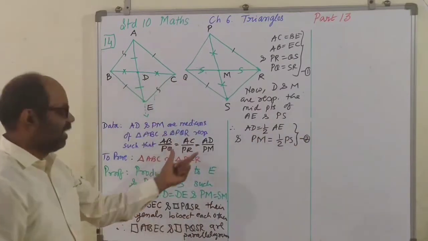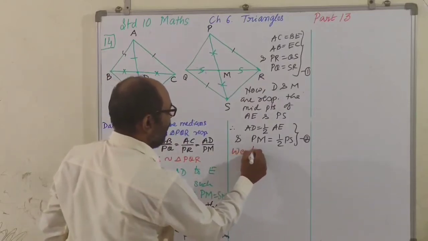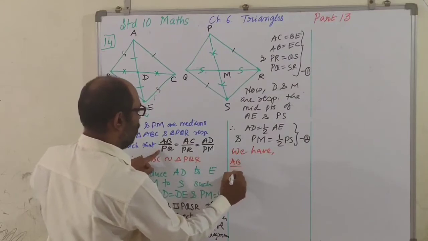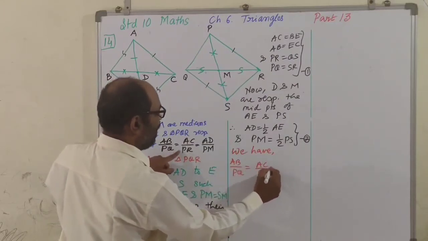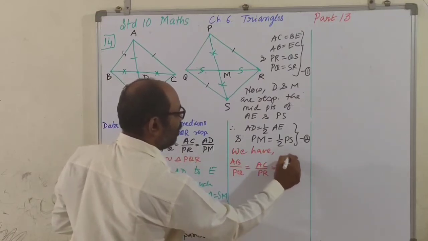Alright. Now I pick up this given data. What do we have? AB upon PQ is equal to AC upon PR is equal to AD upon PM.